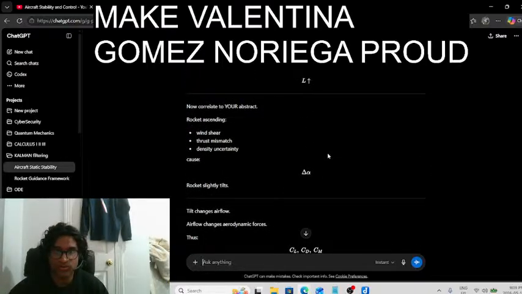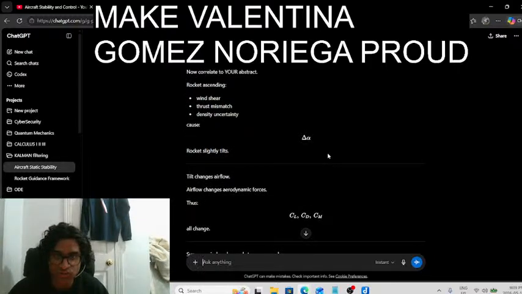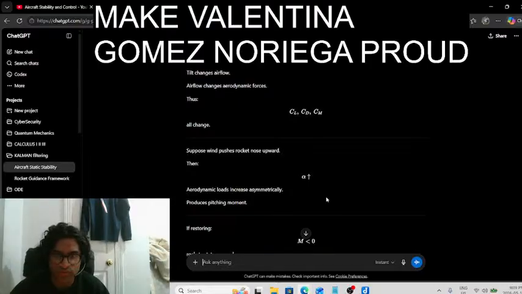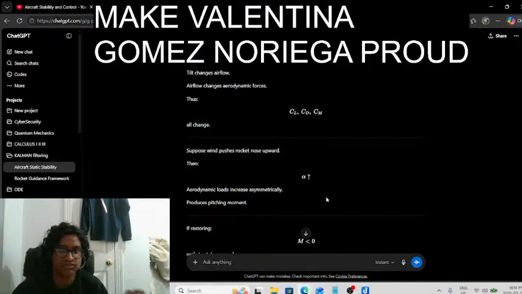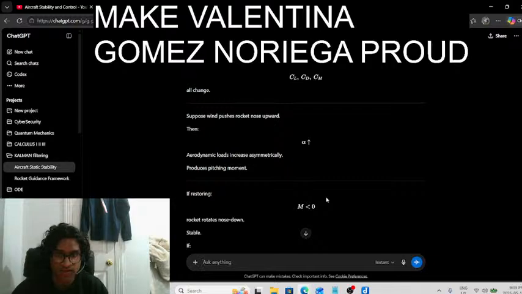So the rocket ascending. Okay. So wind shear, the thrust mismatch, the density uncertainty, they're going to cause some disturbance, right? So the change in alpha, the tilt, changes airflow. So airflow changes the aerodynamic force. Thus, C L, C D, C M, the lift, the drag, the moment force all change. Suppose the wind pushes rocket nose upwards. Then your alpha, which is the disturbance, will also increase, and the aerodynamic load will also increase asymmetrically, which means it's going to create a pitching moment. And if restoring, where M is less than 0, the rocket rotates nose down.